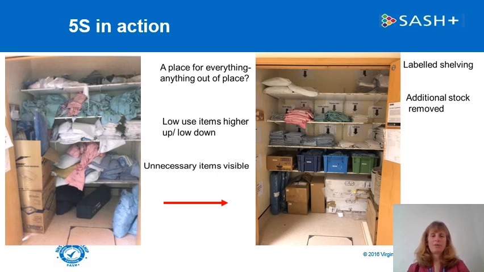Again, here we've got a 5S of a linen cupboard. So here it is on the left hand side before, and then it's all organised on the right. The lower use items are up high or down low. Any unnecessary items would be visible because they're out of place, and additional stock was removed, and all the shelves have been labelled, and you can see here the levels that they need to be stocked to, how far up they should be stocked.